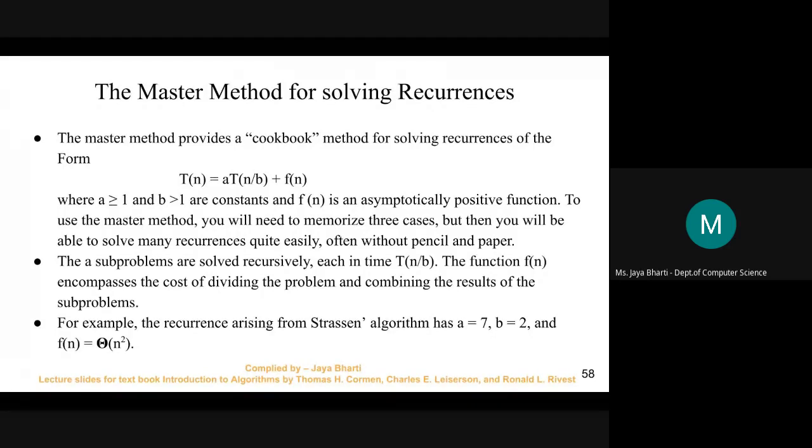Where a and b are constants and f(n) is an asymptotically positive function. To use the master method, you will need to memorize three cases. There are three cases in the master method. You need to memorize these three cases, and then you will be able to solve many recurrence problems quite easily, in many cases without using pencil and paper.